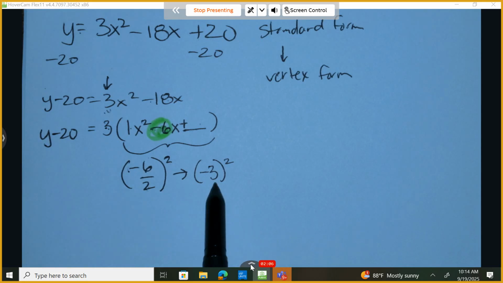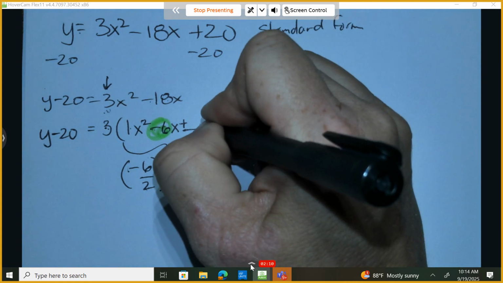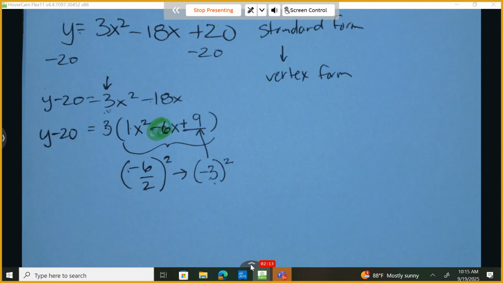So negative 6 divided by 2 is negative 3. Negative 3 squared is 9. Whatever you achieve there goes into this missing spot.